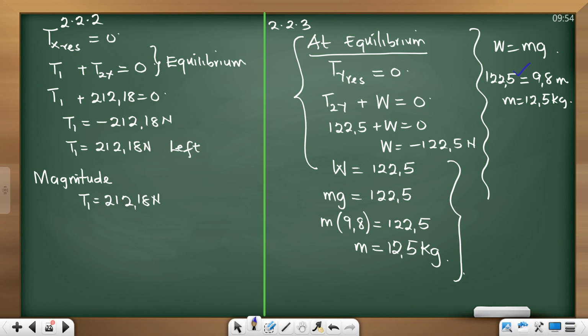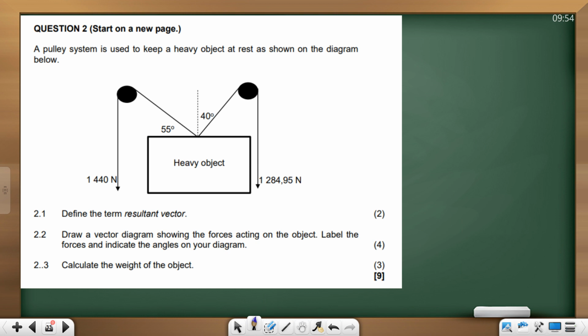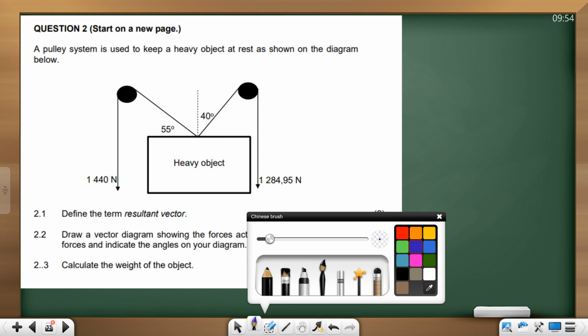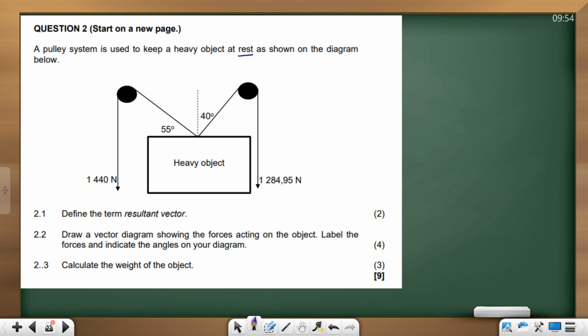Guys, I hope all of this makes sense to us. So always look out for that word, equilibrium. Let me say this one. I won't do this. This is for you. 9 marks. A pulley system is used to keep a heavy object at rest. That's the language again. Rest means stationary. Stationary means equilibrium. Equilibrium tells you F net is equal to 0. Can you see the language there?